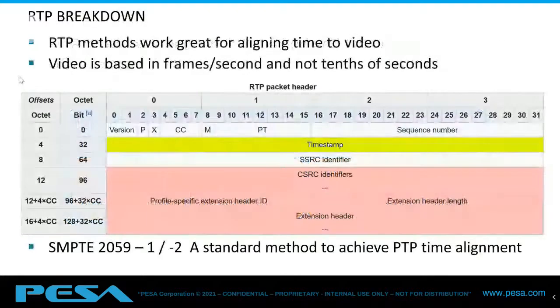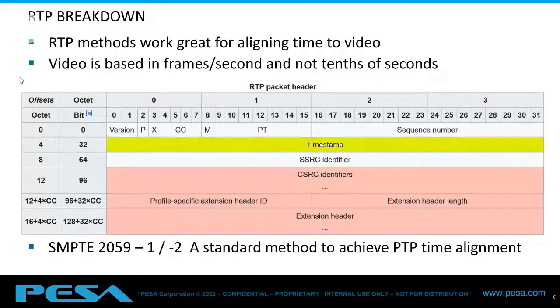Here's a breakdown of that. Remember, we had packets with the actual parts and other pieces. The RTP packet is kind of interesting because you'll see a place for the sequence number just above the timestamp, which I've highlighted in yellow. This is really good because we can use this timestamp.